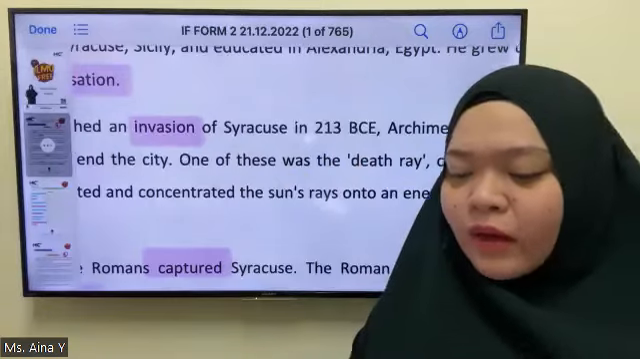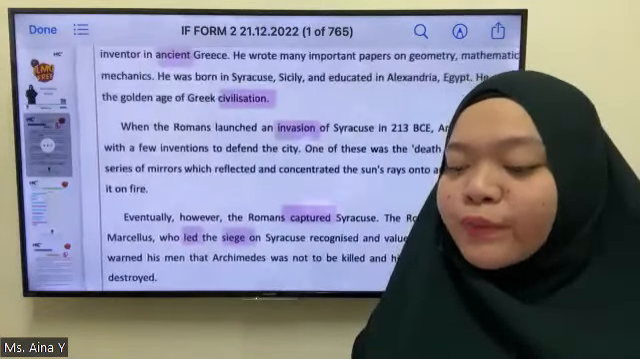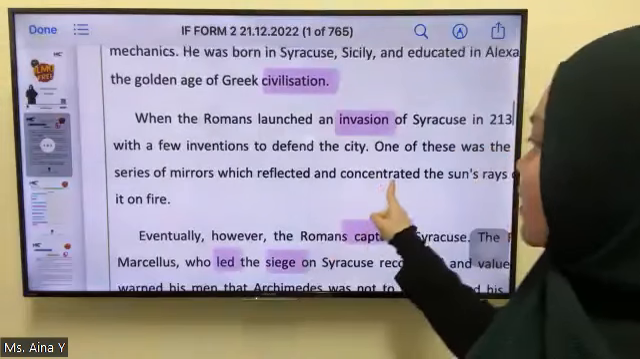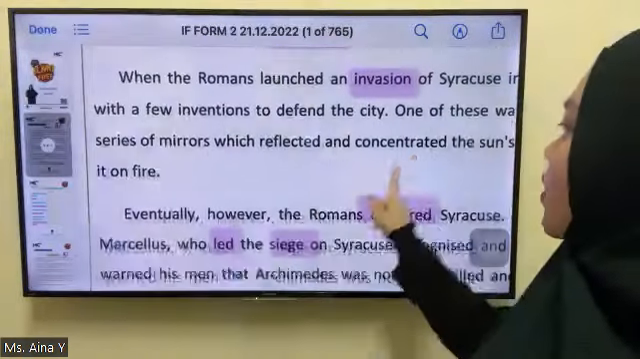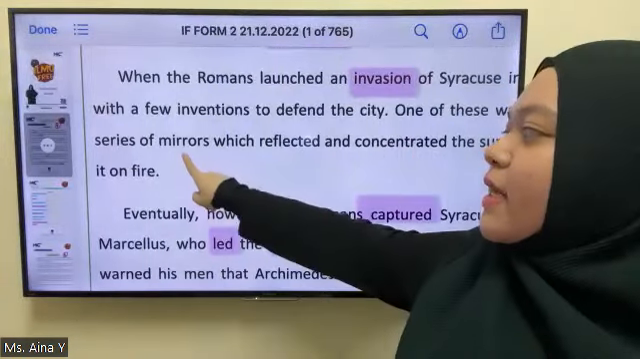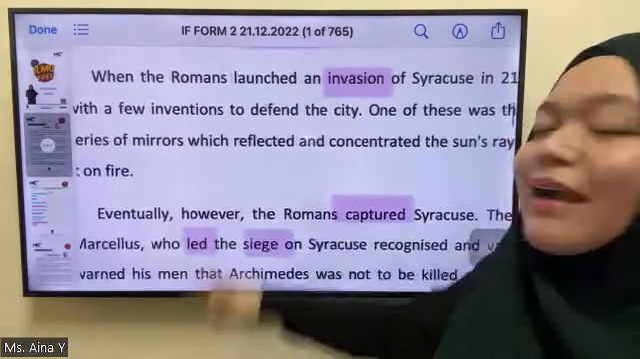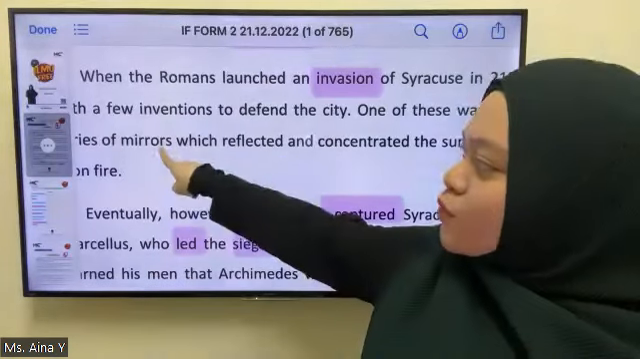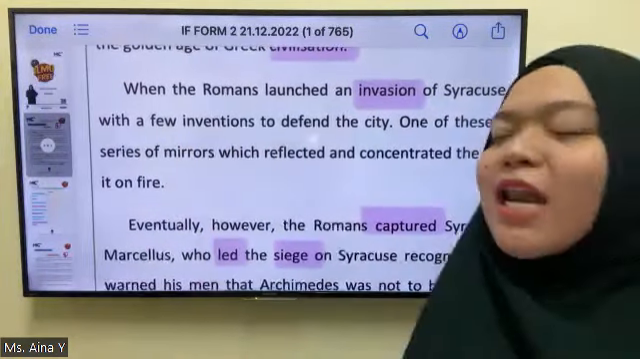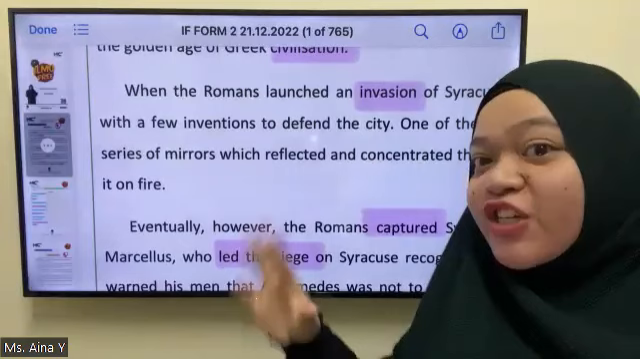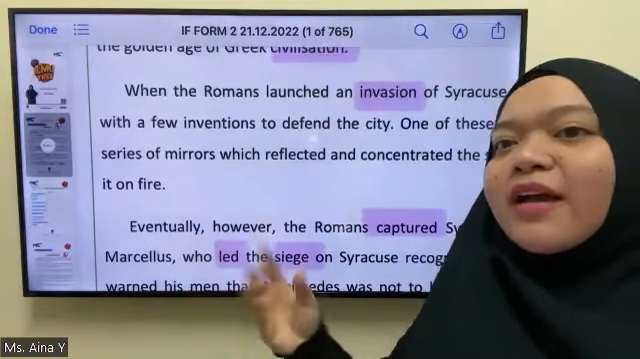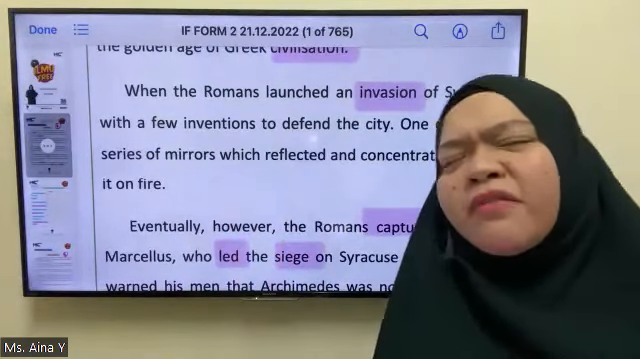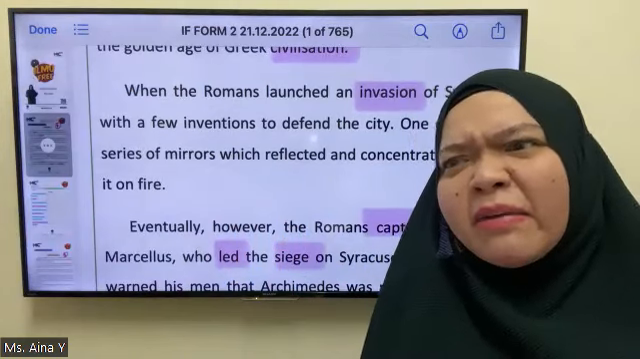Okay. Concentrated tu apa? Tertumpu ataupun, ni ada orang tanya teacher ni. The word, this word right here. Concentrated tu apa? Okay, so ayat ni dia kata, a series of mirrors which reflected and concentrated. Menumpukan. So ada satu, diorang ada satu device ni, satu alat ni yang mana akan, ada cermin-cermin. So cermin-cermin ni akan reflectkan. Membiaskan? Lebih kurang lah. Okay.